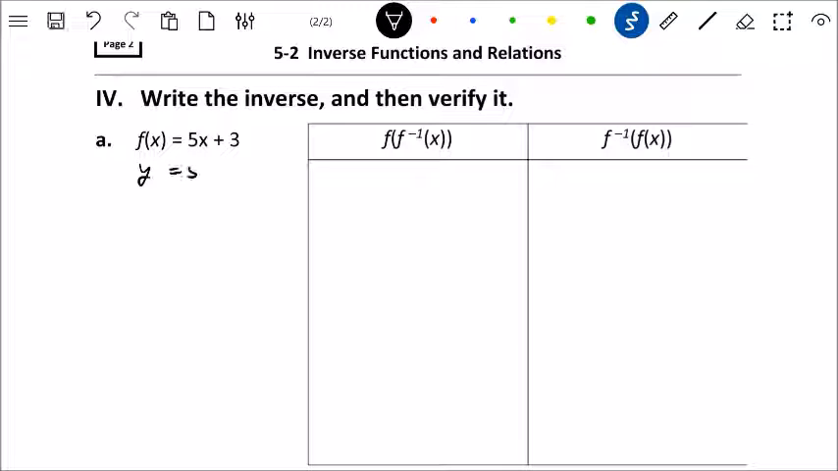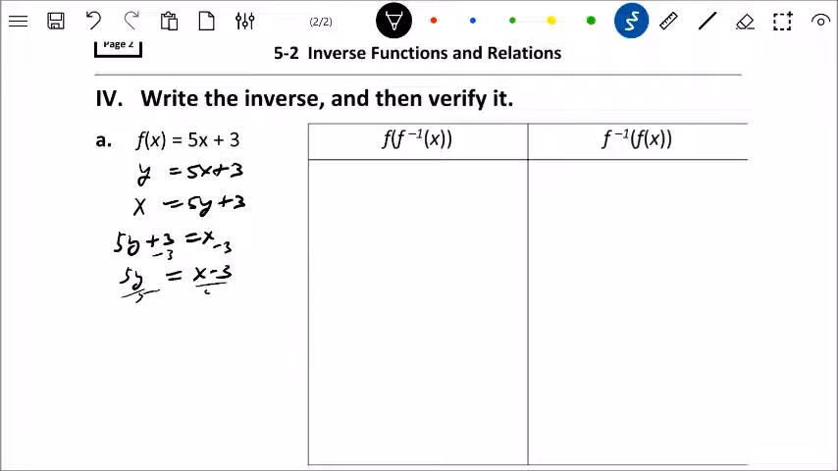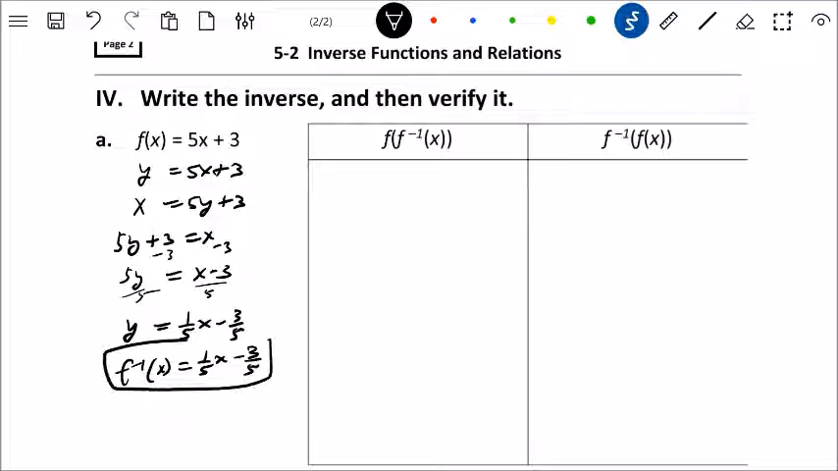Okay, y equals 5x plus 3. X equals 5y plus 3. 5y plus 3 equals x. 5y equals x minus 3, because I'm going to subtract 3. Divide by the 5. Y is equal to 1/5 x minus 3/5. F minus 1 of x equals 1/5 x minus 3/5.